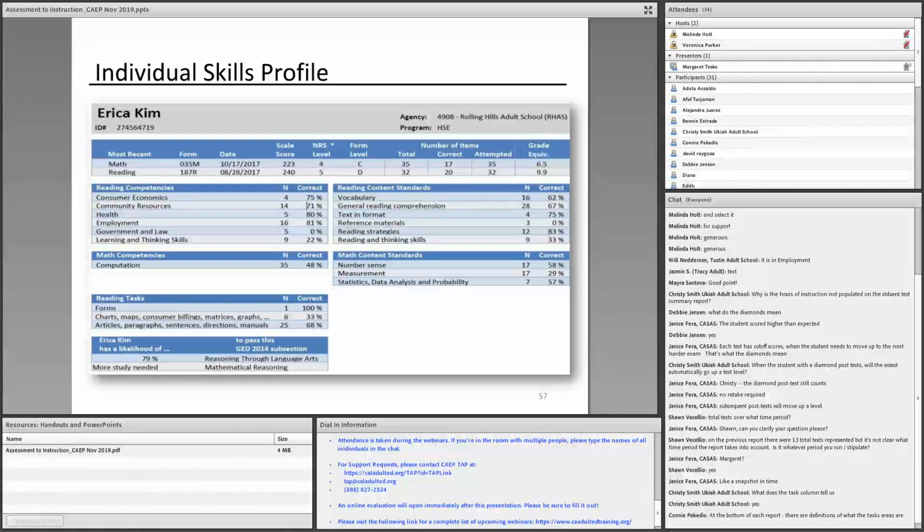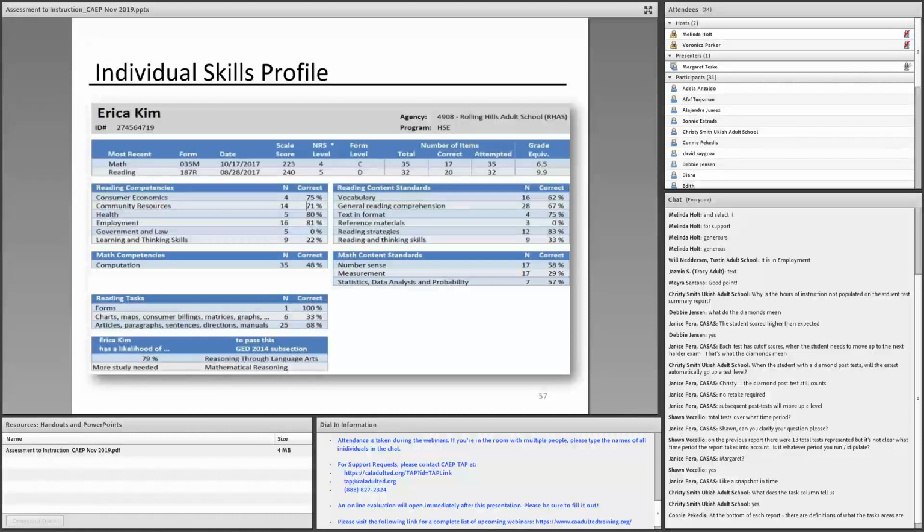Individual skills profile. Very interesting, especially in goals now. I like them. Math and reading. She took math and reading tests. She had 2 different scaled scores. She ended up at 2 different levels. Clearly, her reading skills are better than her math skills, which is good information for her teacher since she's in the HSC course. It tells the reading competencies that she's great at and some that she's not good at, government and law.